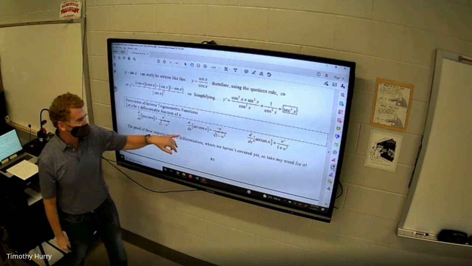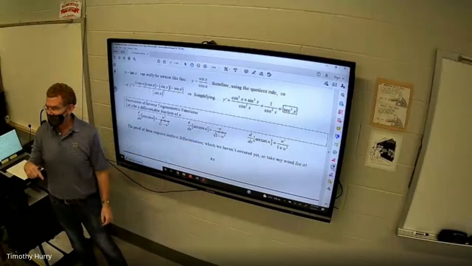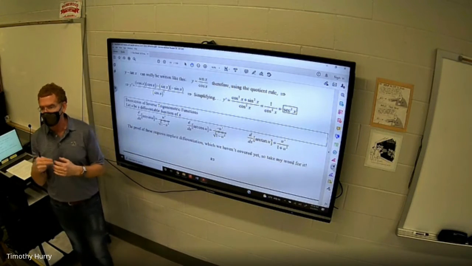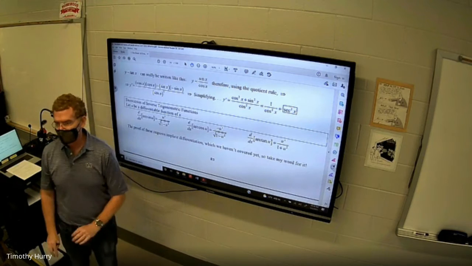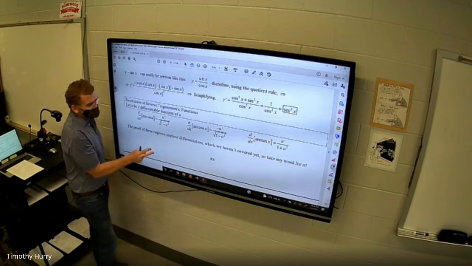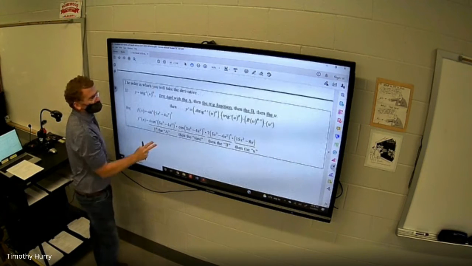I used to have kids memorize them early. But to do those and to show you those, you have to learn a process called implicit differentiation, which you don't know yet. So don't worry about that now. We'll come back and revisit that later. So let's just go into actual practice and see how we're going to do these.